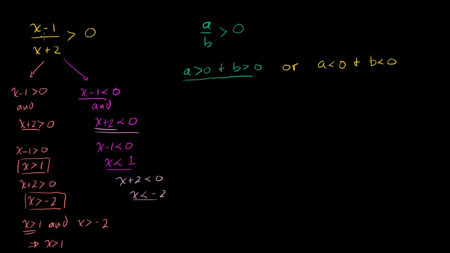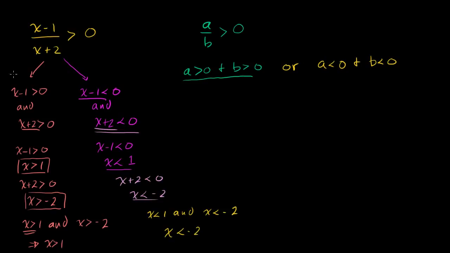So in order for both the numerator and the denominator to be negative, we know that x has to be less than 1 and x has to be less than minus 2. Now, if something has to be less than 1 and it has to be less than minus 2, well, it just has to be less than minus 2. Anything less than minus 2 is going to satisfy both of these. So this boils down to just x could also be less than minus 2.